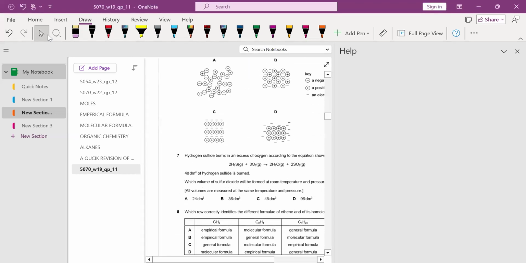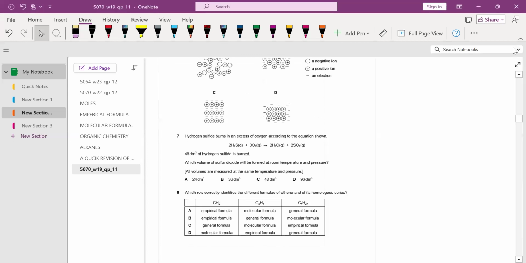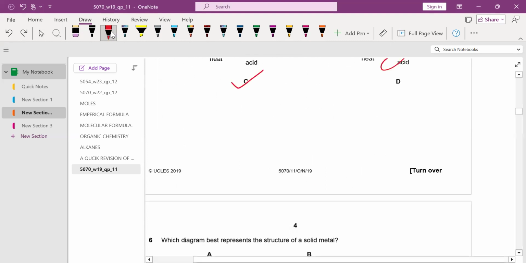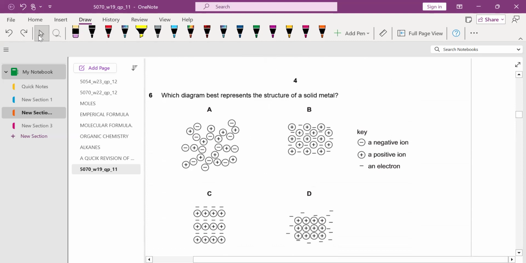Then question number 6. Which diagram represents the structure of a solid metal? Remember one thing, the structure of a solid metal always looks like this. Option B is correct for question number 6. So you need to remember the structure of a solid metal.